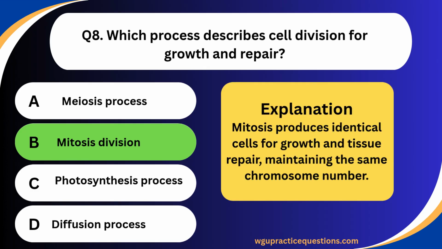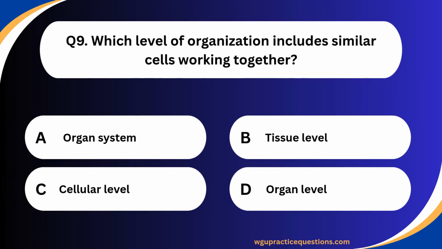Mitosis division. Explanation. Mitosis produces identical cells for growth and tissue repair, maintaining the same chromosome number. Question 9. Which level of organization includes similar cells working together? A. Organ system. B. Tissue level. C. Cellular level. D. Organ level. Which one is the correct answer?